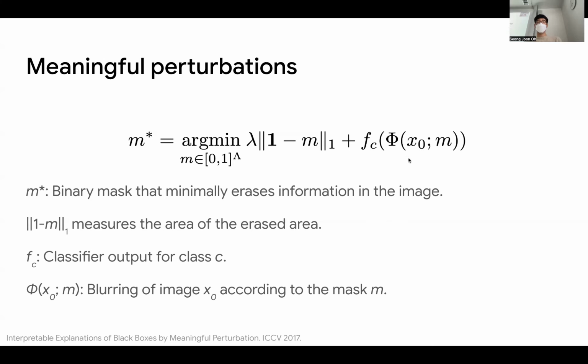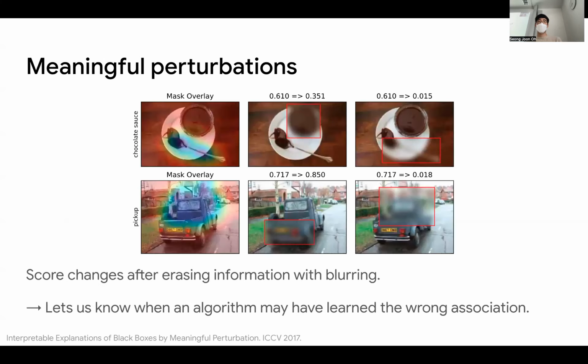So X node is the original image. And the important thing is that this formulation here is fully differentiable with respect to M, right? And therefore, you can train this whole system with gradient descent. And that's sort of the intuition behind how one can train such a mask.